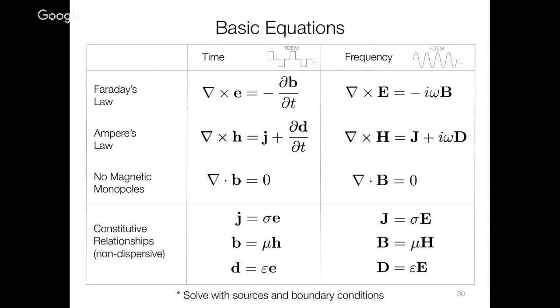These down here are called constitutive relationships. These are developed in the laboratory, looking at chunks of rock. They tell you the relationship between conductivity and current density. These are things that you measure in the lab. This can be written either in the time domain, like this, with small letters, or in the frequency domain.